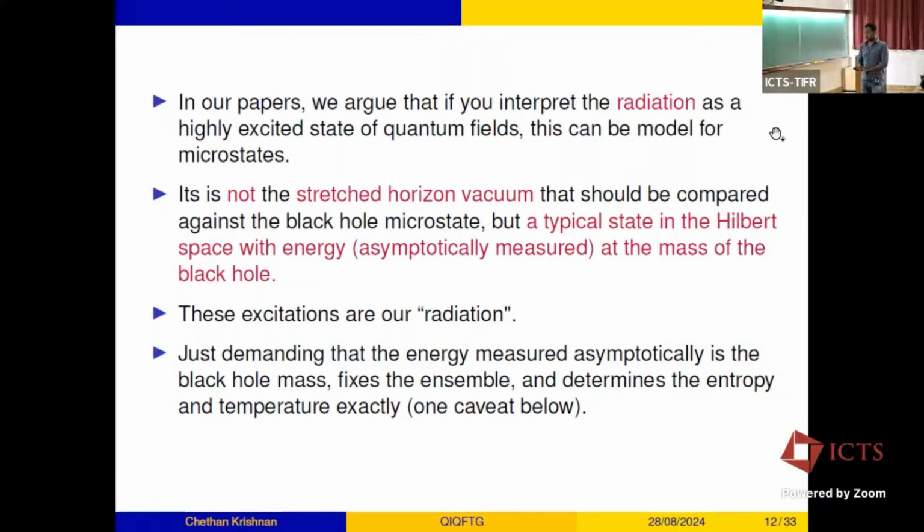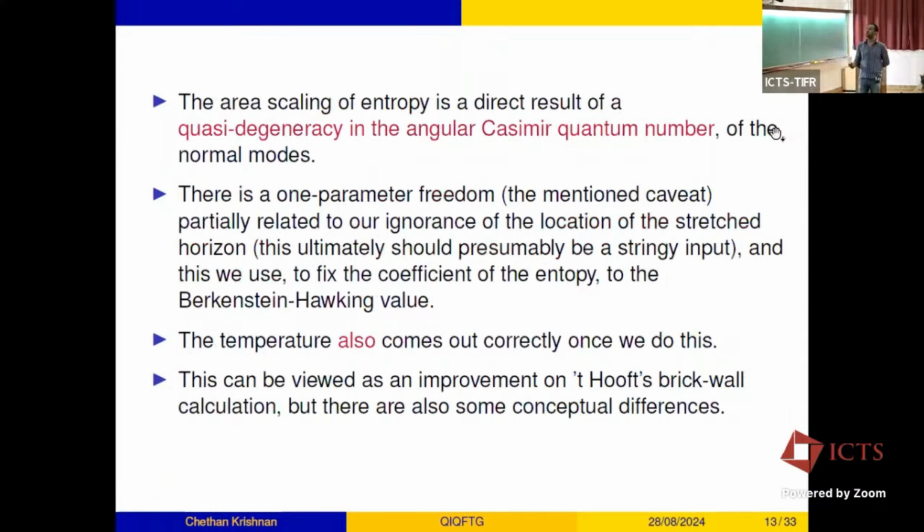So these excitations are radiation, and just demanding that the energy measured asymptotically is the black hole mass fixes the ensemble. That's another point: if you fix the energy at infinity, it basically fixes my ensemble, and that is enough for me to determine the temperature and entropy, except for this one parameter freedom that I mentioned.